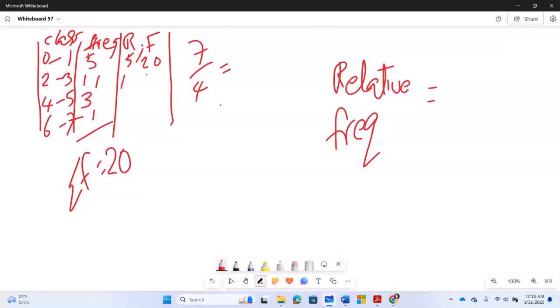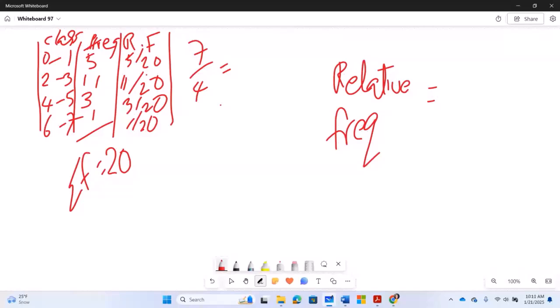For the second class, the relative frequency is 11 out of 20. For the third class, the relative frequency is 3 out of 20. For the fourth class, the relative frequency is 1 out of 20. I don't really have to write them as fractions. I can leave it like this. But if you want to, you can put them in fractions.